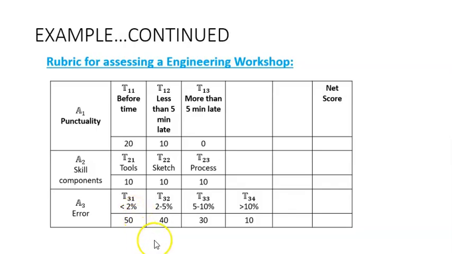Similarly, for A2, if you can identify the tools required, you get 10 points. If you can draw a sketch of them along with the sketch of the component to be made, 10 points. And then if you can clearly explain the procedure before he sets to do it, it is 10 points. Similarly, for error, less than 2%, 2 to 5, 5 to 10 and greater than 10%.